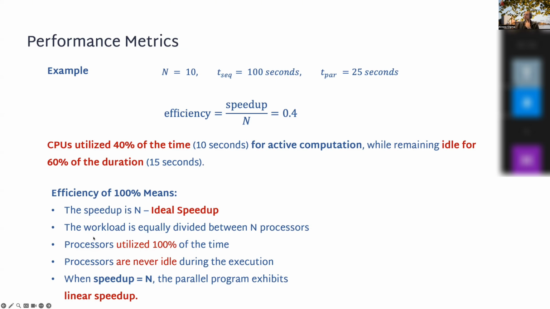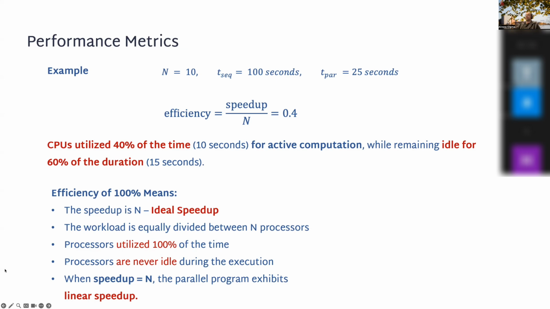It also means that the workload is equally divided between the n processors, because when the efficiency is 100%, all processors start solving their task at the same time and they finish at the same time, which means that everything is perfectly divided among the processors. Another interpretation is that your processors are utilized 100% of the time, and they are never idle during the execution.